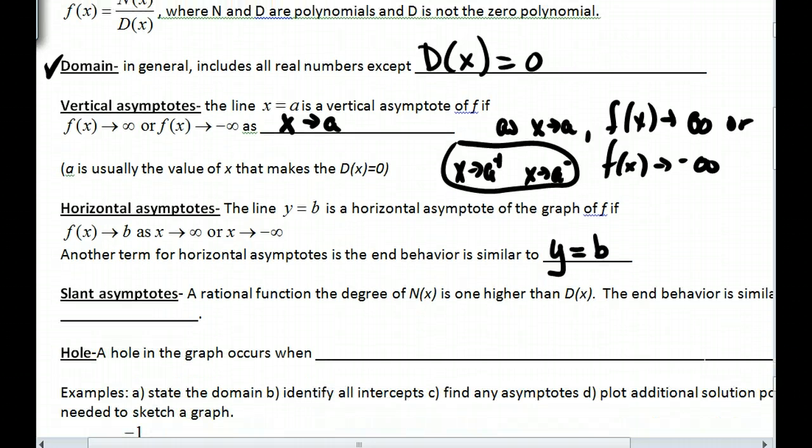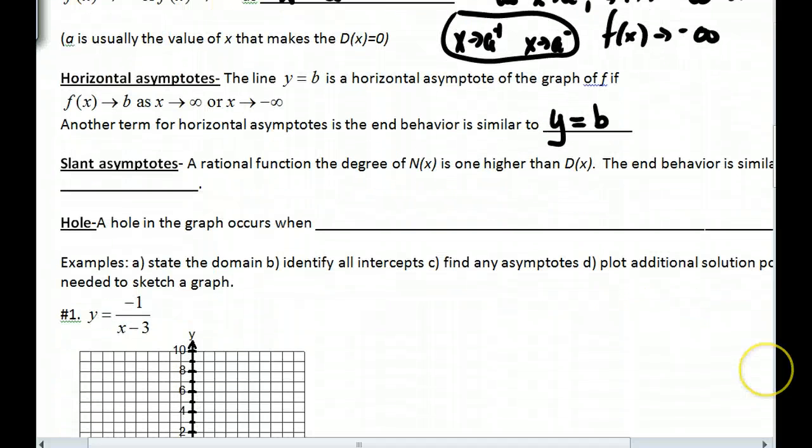Now a slant asymptote is a situation that we did not cover in our introduction. This is where the degree of the numerator is 1 higher than the degree of the denominator. Well, think about it.